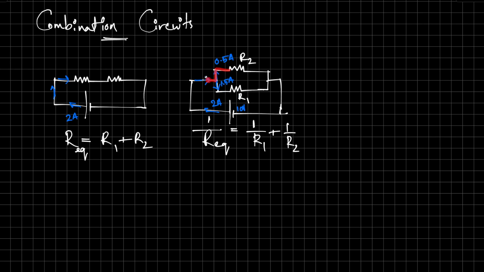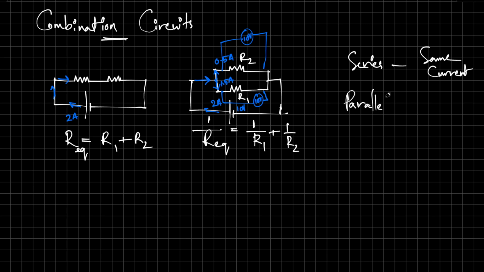This side of R2 is directly connected to the positive terminal of the battery, and this side of R2 is connected to the negative terminal of the battery. Since the battery is providing 10 volts, if you connect a voltmeter across R2, it will give you 10 volts. R1 is also 10 volts. So let's summarize. For a series circuit, current would be the same. And for a parallel circuit, voltage would be the same.